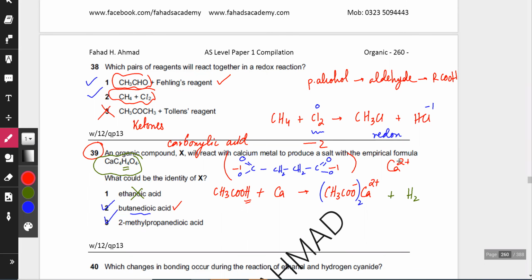And always remember how a salt is going to be produced. A salt is always produced when the H in the acid gets knocked out, and in its place, a metal ion takes its place. So the same is happening over here, except that it's butane dioic acid. Carboxylic acid groups are on both sides.